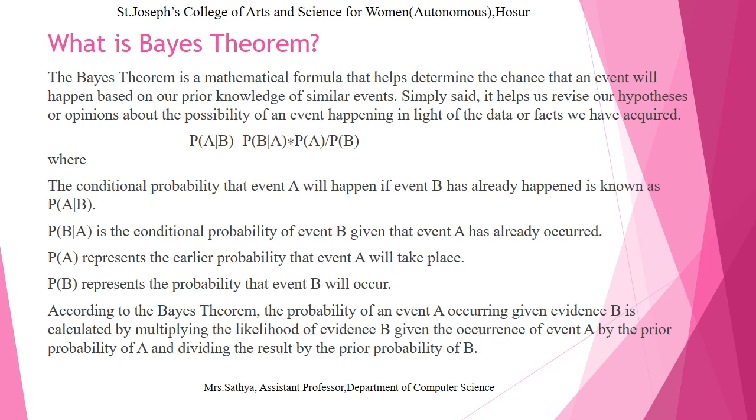Now let me explain. First, P of A given B is the probability of event A happening given that B has occurred. So here A will happen and B has occurred. Then P of B given A is the probability of observing B if A is true. Then P of A is the prior probability of A, and P of B is the probability of evidence B. So this formula allows us to move from prior belief to updated belief.